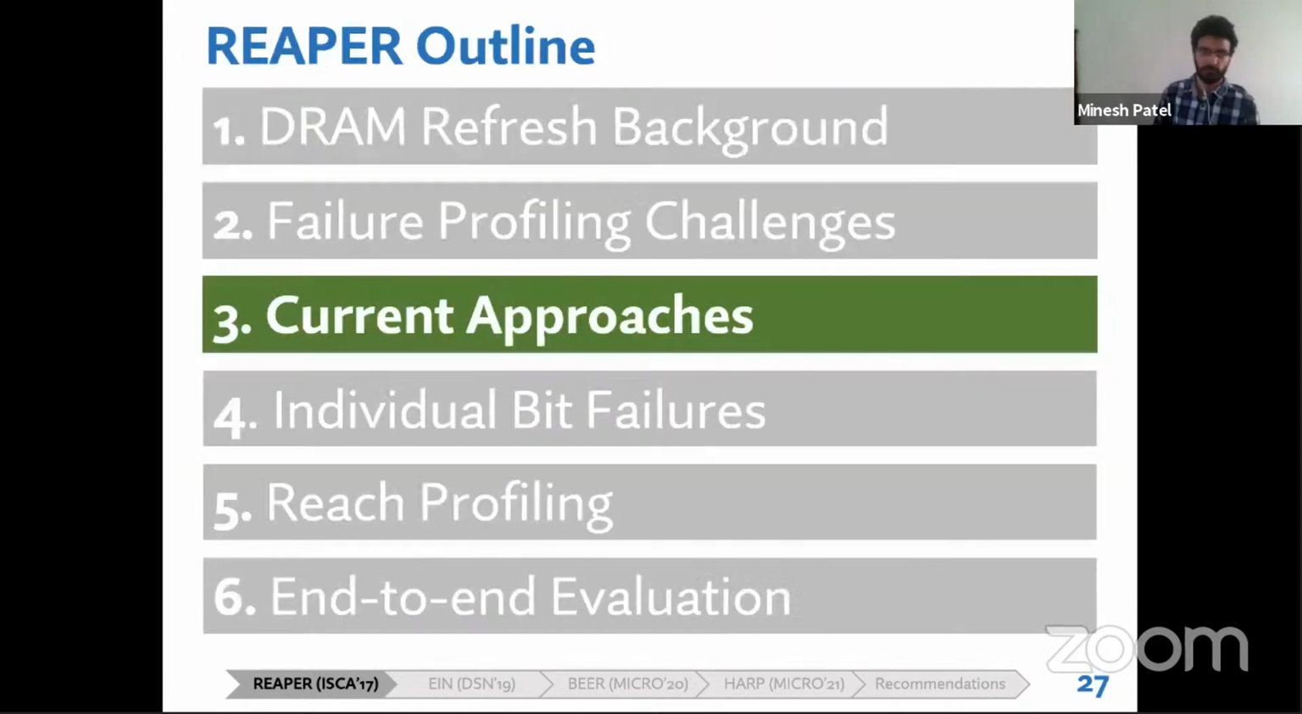Okay, so I'll move on to the next section, which is to talk about current approaches to retention failure profiling, or at least let's say current at the time of this work.